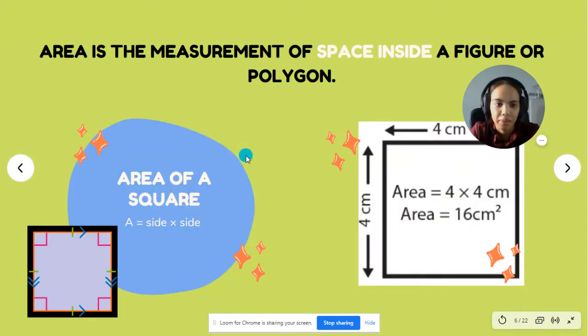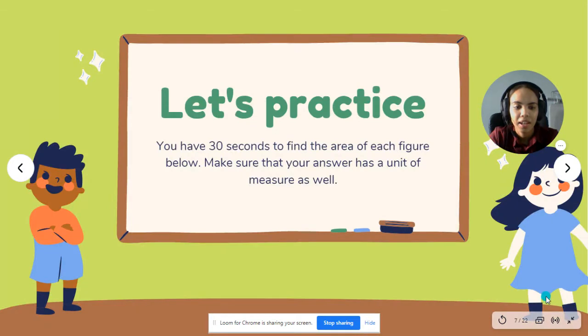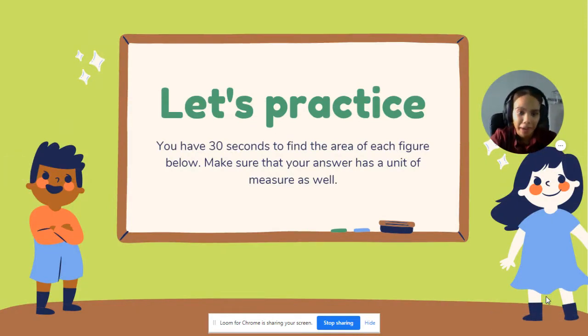The next example is a square. You know it's side times side when I'm calculating area. Area is 4 centimeters times 4 centimeters, so my area is 16 centimeters squared. Perfect. No more examples now. It's only time to practice.